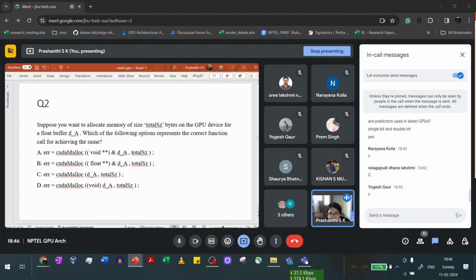Suppose you want to allocate memory of total size bytes on the GPU device for a float buffer d underscore a. Which of the following options represents the correct function call for achieving the same? You have 4 options. Think about it and let me know.